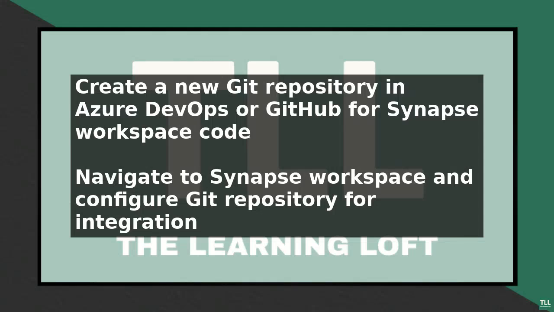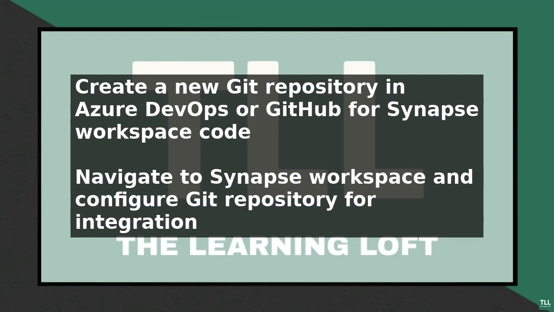To integrate Azure Synapse with Git, start by creating a new Git repository in Azure DevOps or GitHub. This will serve as the central location for your Synapse workspace code. Next, navigate to your Azure Synapse workspace and click on the Manage tab. Then select Git configuration. Choose the Git repository you created and authorize Azure Synapse to access it.